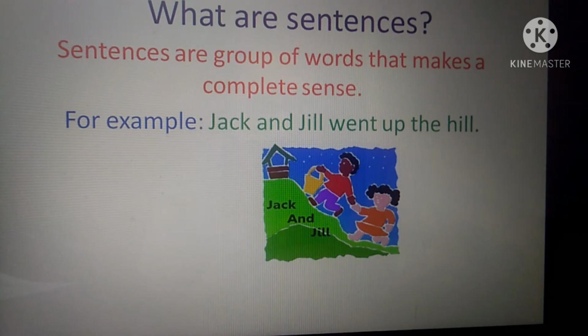What are sentences? Sentences are a group of words that makes a complete sense. For example, Jack and Jill went up the hill. Now you can see the sentence is making a complete sense. If I would have made the sentence as "went up Jack and Jill the hill", that wouldn't have formed a proper sense.